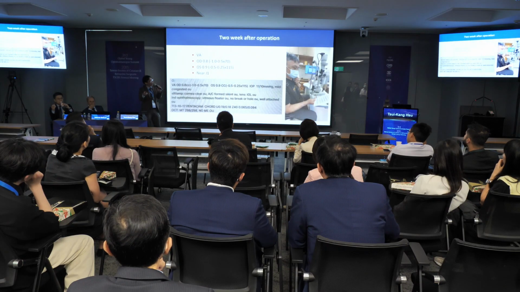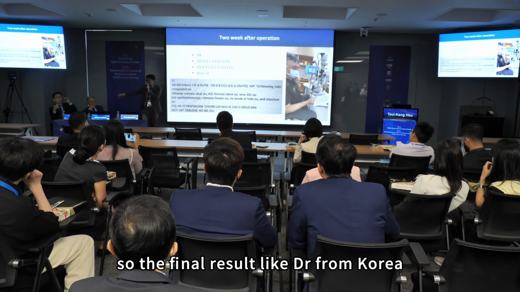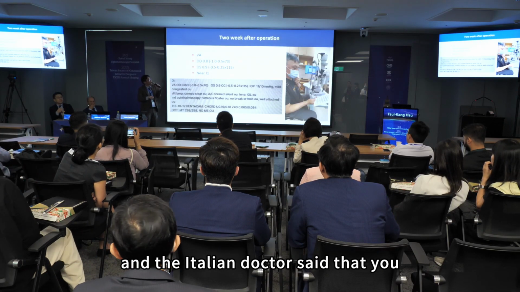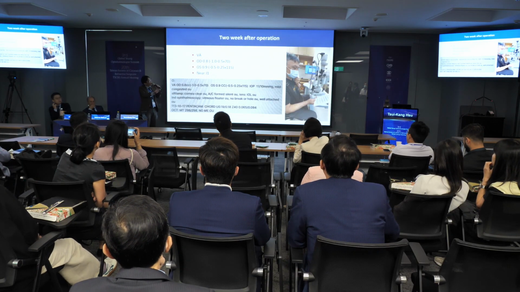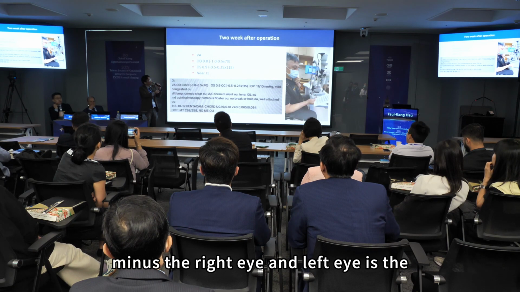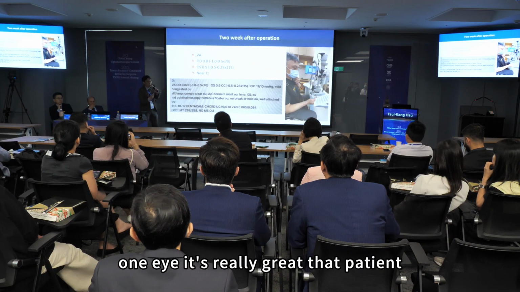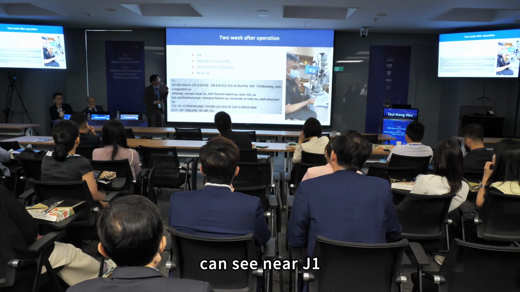Okay, so the final result: like the doctors from Korea and Italy said, you need to give some minus in the right eye, and the left eye is the toric platform, used in only one eye. It's really great that the patient can see near J1.